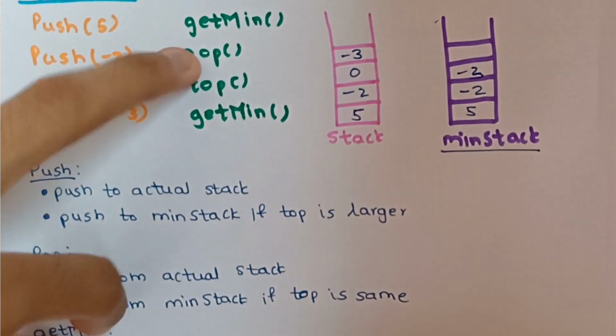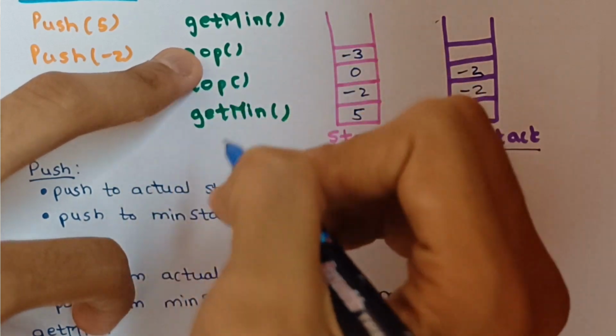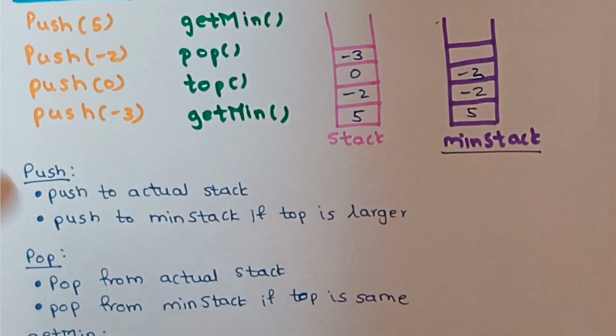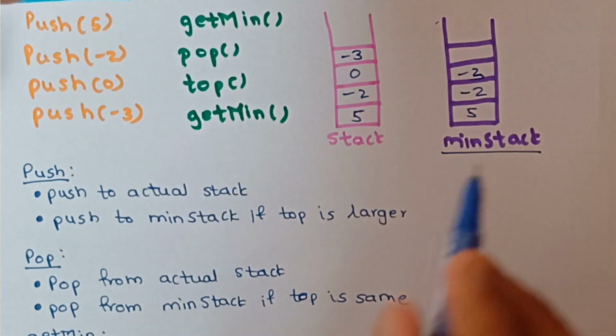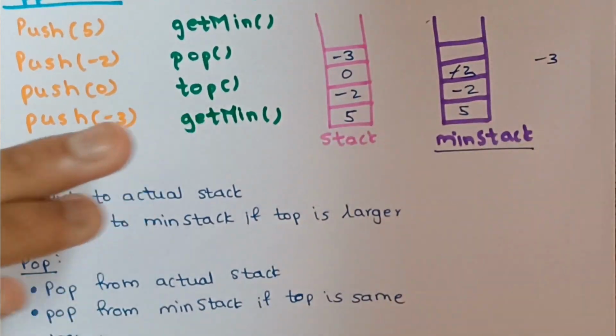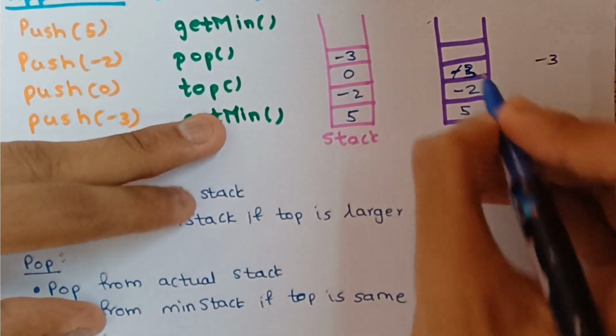Okay, so finally we will perform these operations, get minimum. While getting minimum we will look at the minimum stack. So -3 is got. Okay, now we have got the minimum element.